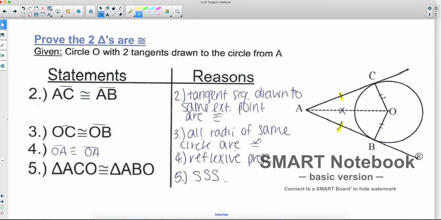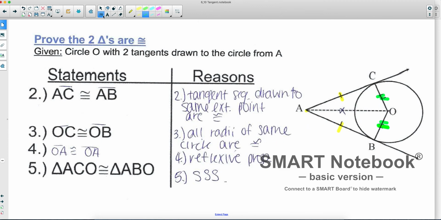That's true. And we know that because these are tangent segments drawn to the same external point, right? They're both drawn to point A. So that means that they're congruent. So there's our reason. Tangent segments drawn to same external point are congruent. All right, then it says over here, we have that OC and OB are congruent. Well, that's obviously true also. We know that's true because if I take a look, O to C and O to B, they're both radii. And in a circle, all the radii are congruent. So all radii of the same circle are congruent.